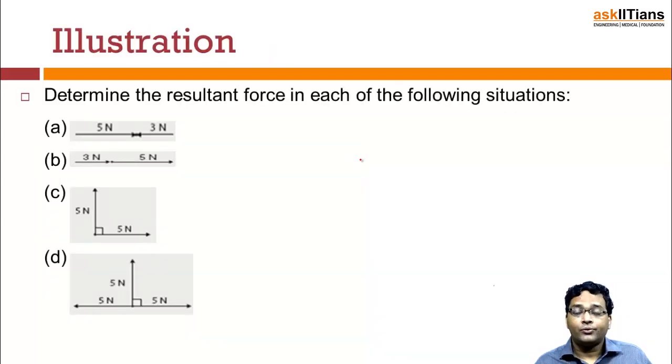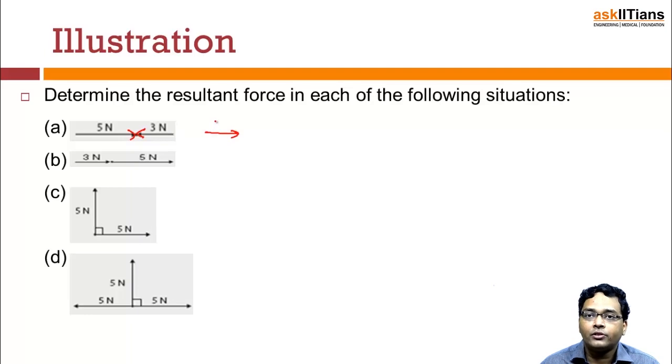Okay, now let's try to understand some problems here. So 5 Newton and 3 Newton. Please understand the directions are opposite. If the directions are opposite, what's going to be the net resultant? Net resultant is going to be 5 Newton minus 3 Newton, which is going to be 2 Newton. Its magnitude is going to be smaller than either of the two. So that's going to be 2 Newton going towards the right.